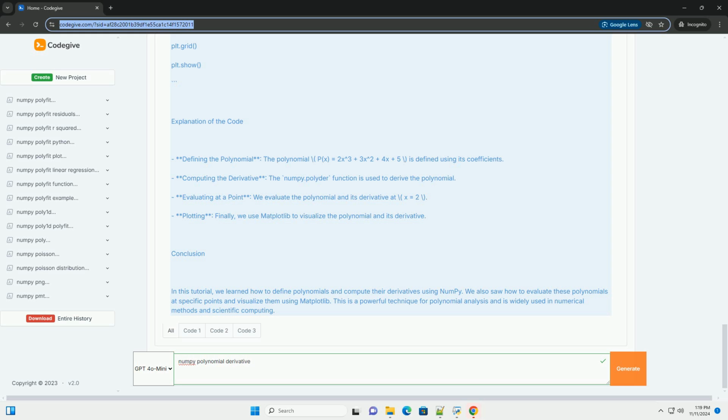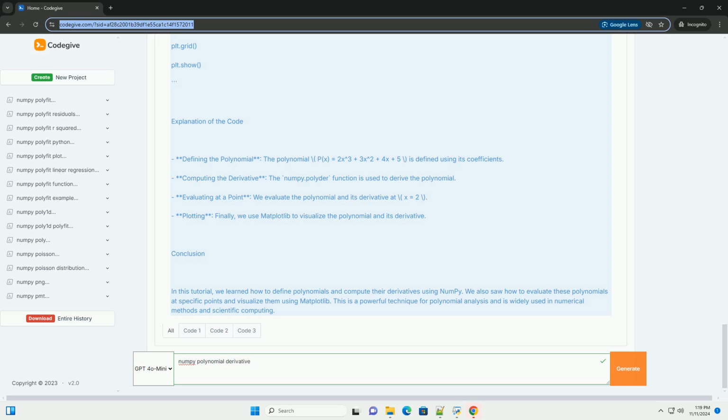Explanation of the code. Defining the polynomial: p(x) = 2x^3 + 3x^2 + 4x + 5 is defined using its coefficients. Computing the derivative: the numpy.polyder function is used to derive the polynomial. Evaluating at a point: we evaluate the polynomial and its derivative at x = 2. Plotting: finally, we use matplotlib to visualize the polynomial and its derivative.